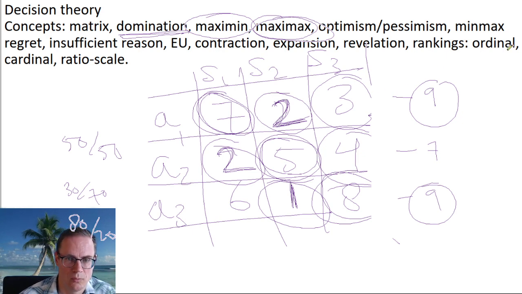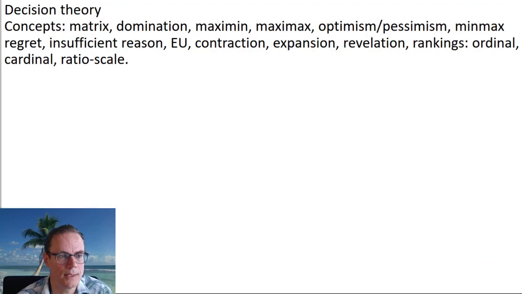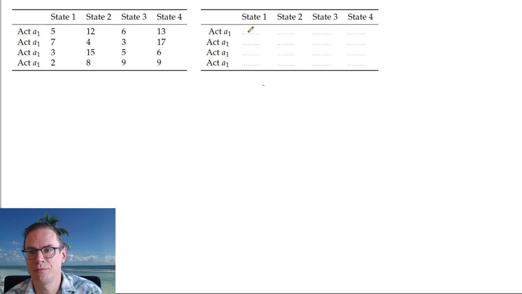Then we also saw, we looked at a view called min-max regret. And min-max regret says that you ought to look at the different states and calculate how much regret you would have in that outcome. So how do we calculate the regret?